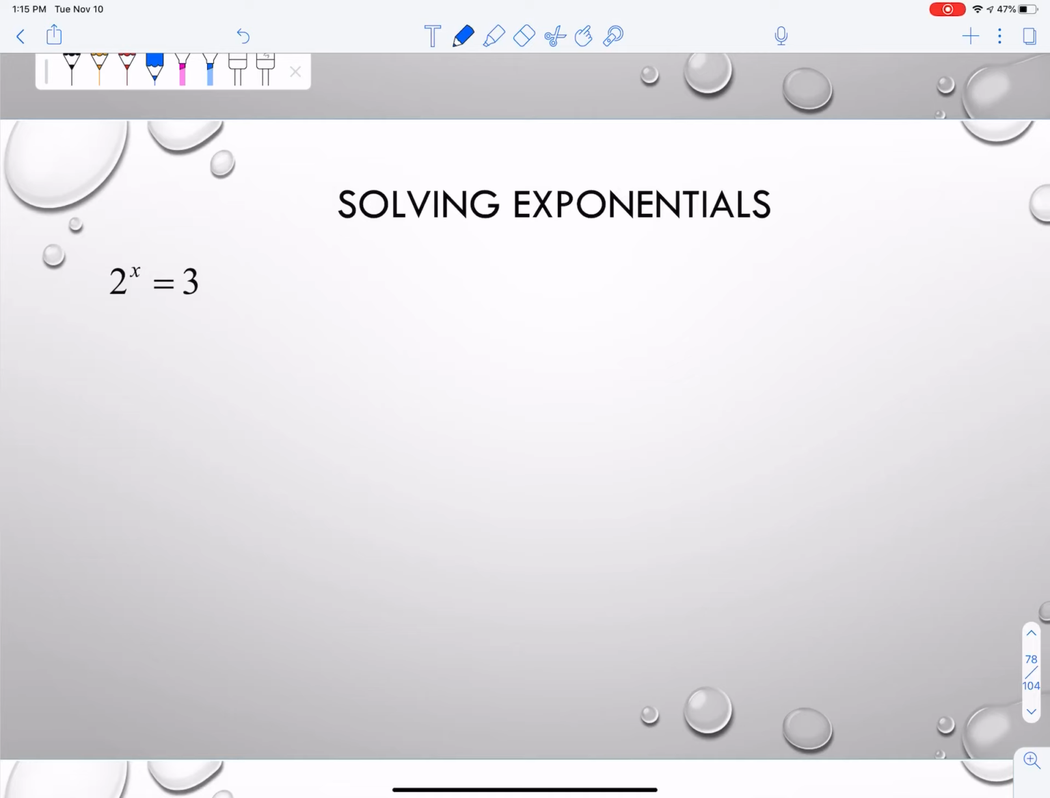So I've got a couple of options. Let me go through the first one with us. Right here my exponential base is 2. So the first thing that probably comes to mind right now is, well, why don't we take the log base 2?